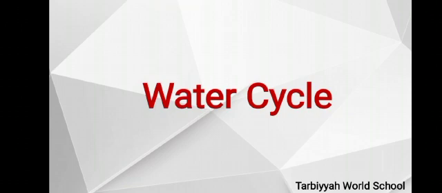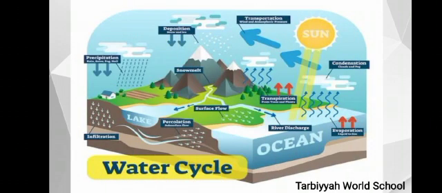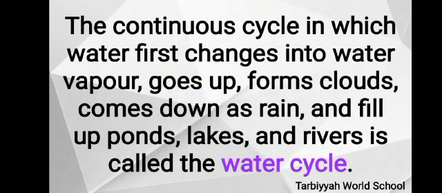Now you can see the whole picture of the water cycle. There is transpiration, river discharge, evaporation, condensation, snow melt, surface flow. This continuous cycle in which water first changes into water vapor, goes up, forms clouds, comes down as rain and fills up ponds, lakes and rivers is called the water cycle.